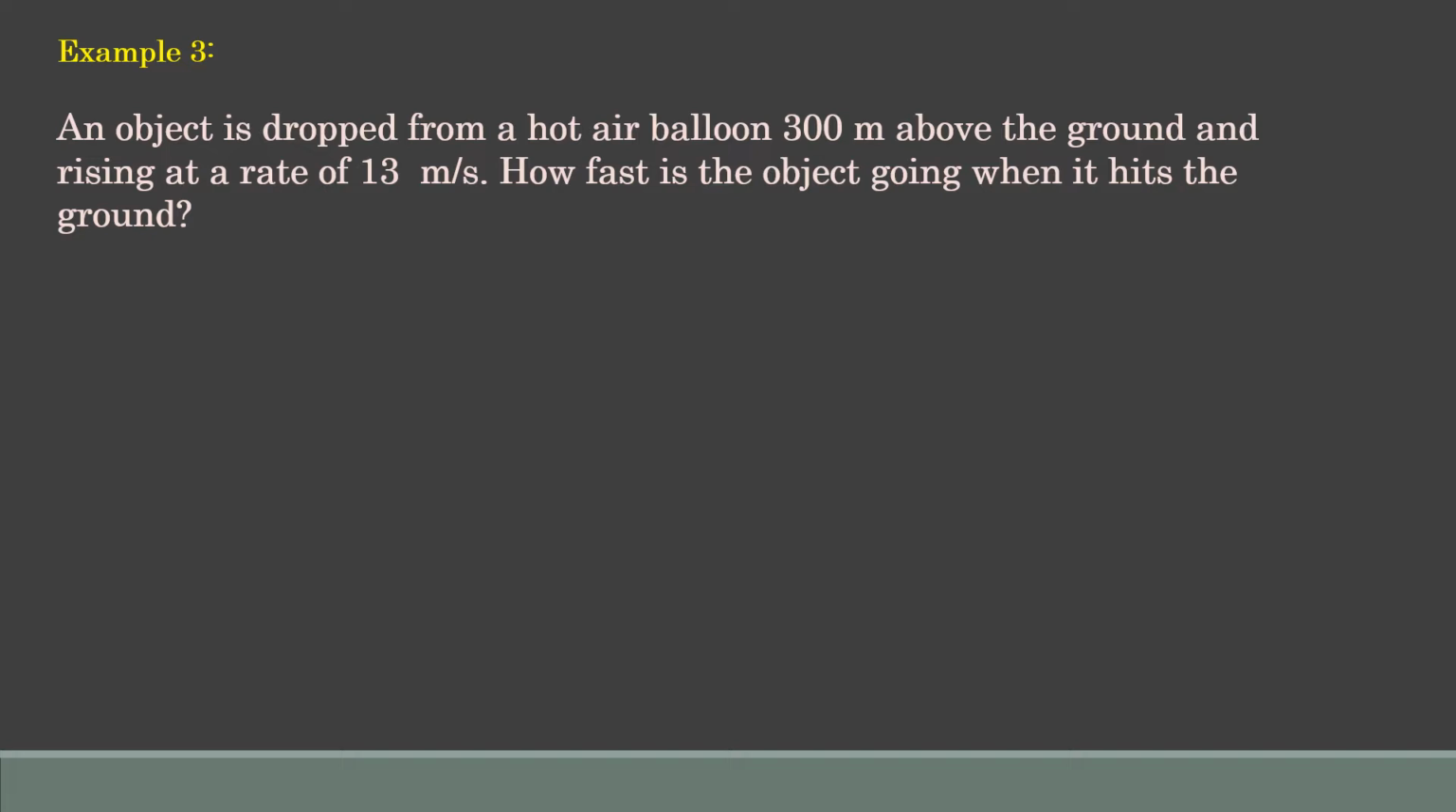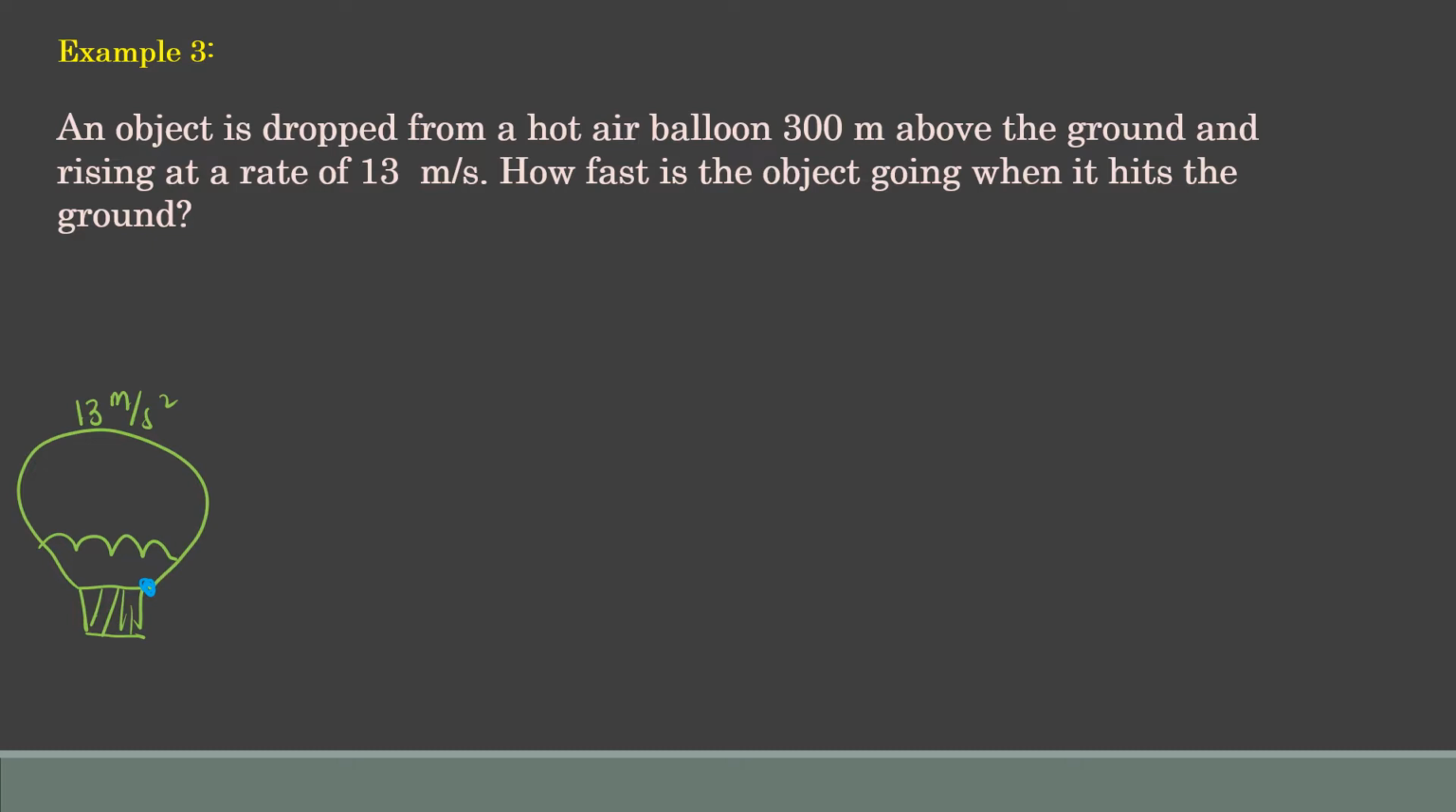In this example, you have to consider that you don't only have an object, but you also have a hot air balloon which is moving. The hot air balloon is actually moving at a rate of 13 meters per second. Assuming that the object is in the hot air balloon, whatever the velocity of the balloon is, it is the same as the velocity of the object.